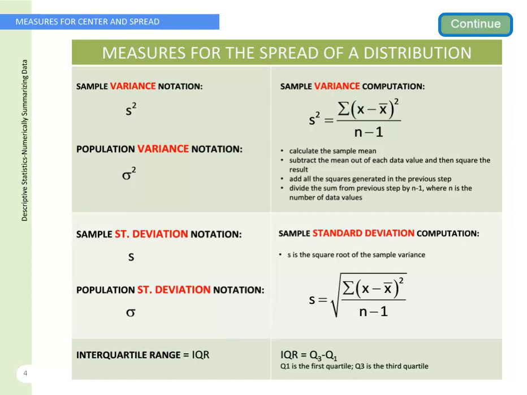To get the sample variance, calculate how far away each observation is from the sample mean. This means, subtract the sample mean out of each data value. The answer is called deviation. Then, square each deviation. The variance is the sum of the squares of all deviations divided by n minus 1, where n is the sample size. By taking the square root of the sample variance, you get the sample standard deviation.